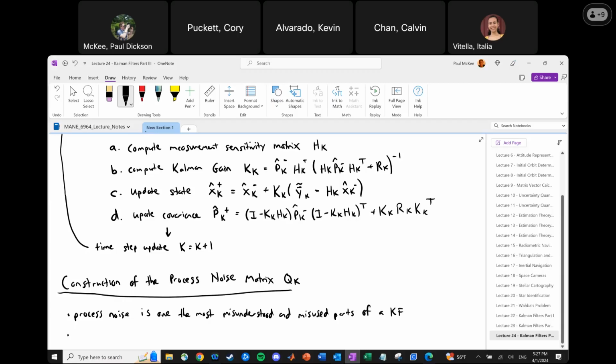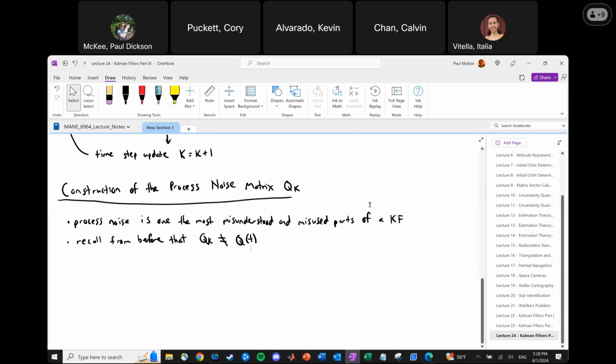So recall, we made this point before, that Q_k is not the same thing as Q(t). So what do I mean by that? Let's be extra clear about our equations here. We'll consider on the left, just to match what we had above, our state transition matrix method.